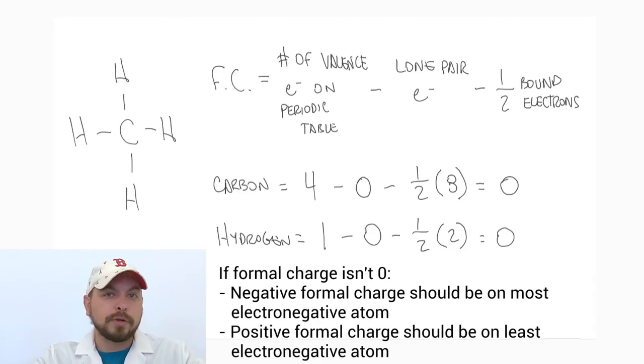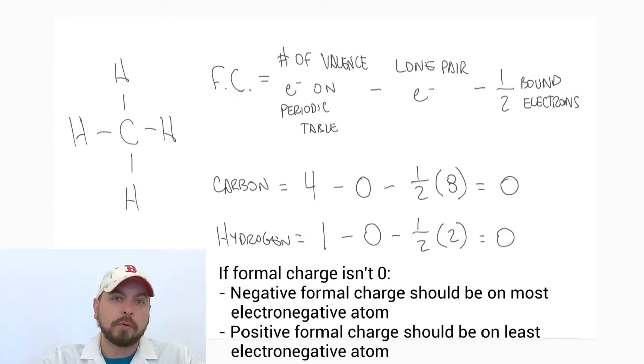If there is going to be a formal charge, a negative formal charge will be most likely on the most negative or electronegative atoms, and the most positive formal charges are going to be on the least electronegative atoms. So if you're going to have a negative formal charge anywhere, you want to find the most electronegative atom for it. And if you're going to have a positive formal charge anywhere, you want it to be on the least electronegative atom.